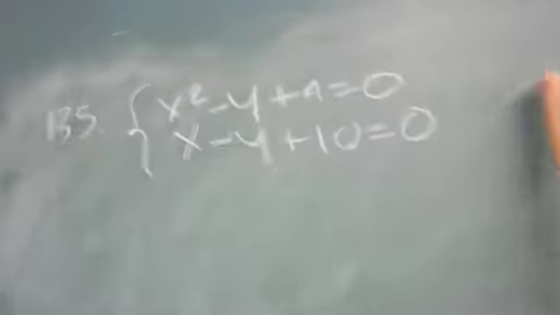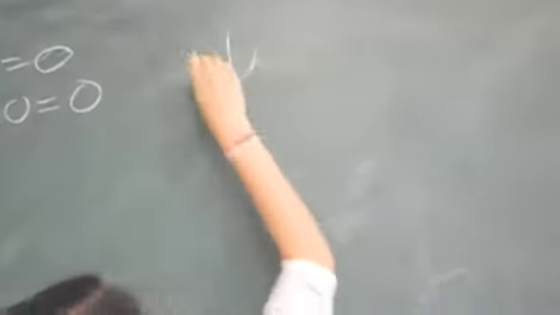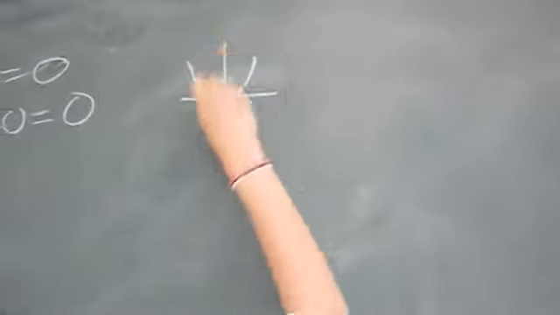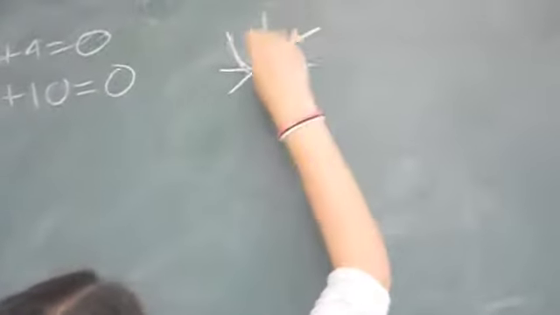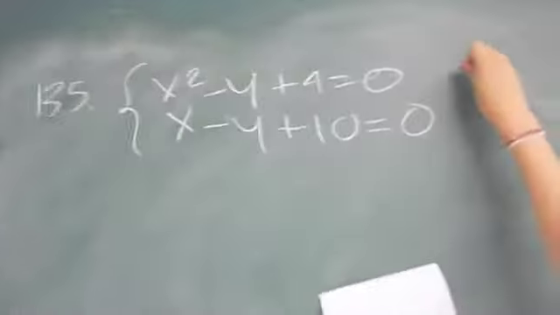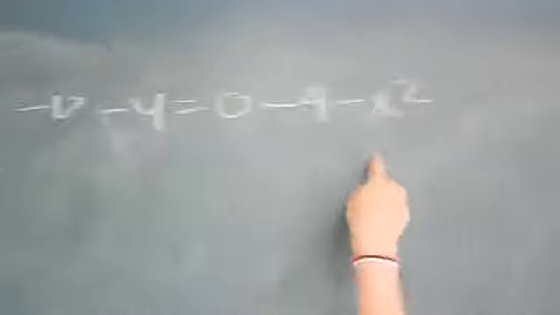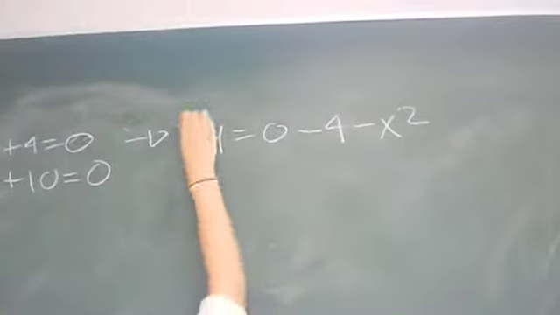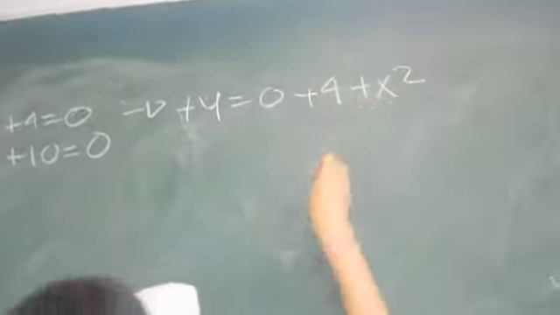I need to solve for x and y using substitution. So these two equations tell me that if I do a graph, I will have a parabola like this and a line. So I need to find these 2 points. So first I'm gonna leave y alone, but I will change everything to positive, so it's easier. So that's my problem.